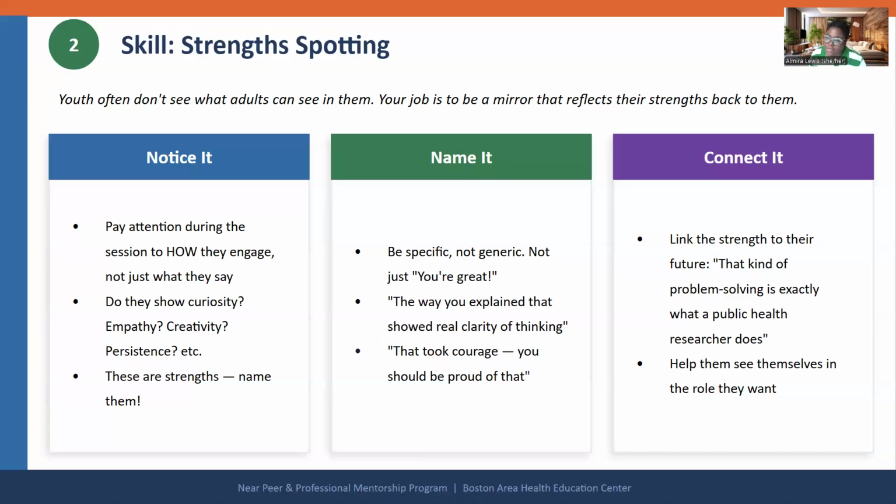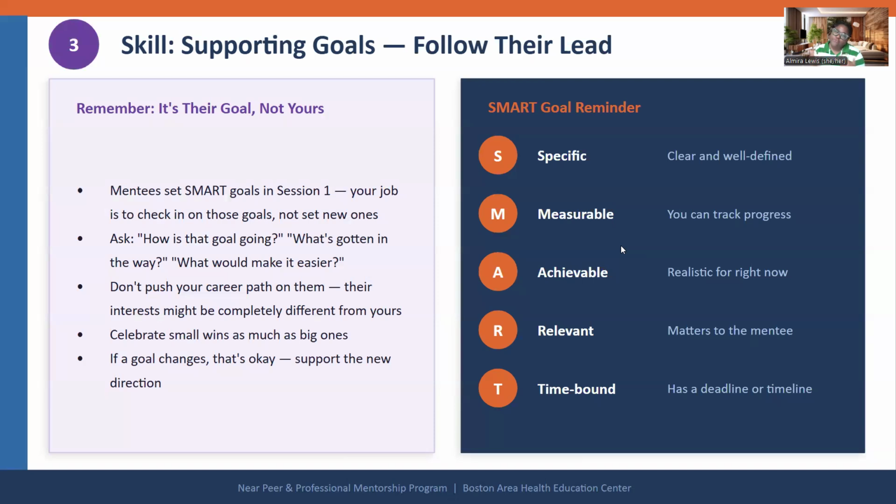Okay, so that was skill one, active listening. Skill two, spotting strengths. And skill three is really supporting goals and just following young people's lead. In the very first session, our young people are going to write out a personal goal and a mentorship goal using the SMART goal approach.